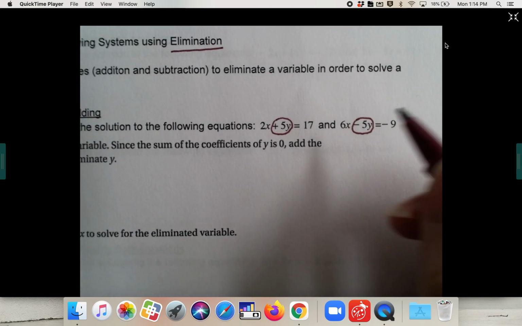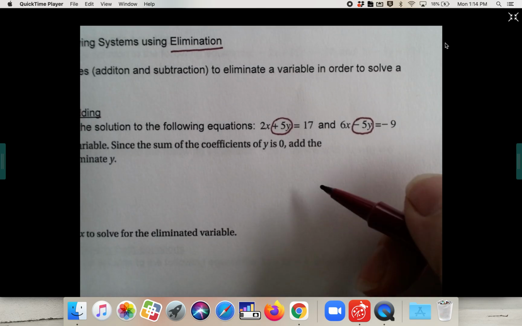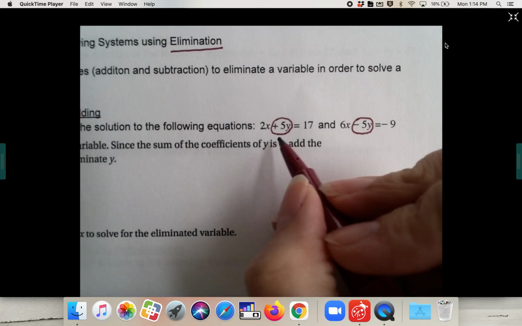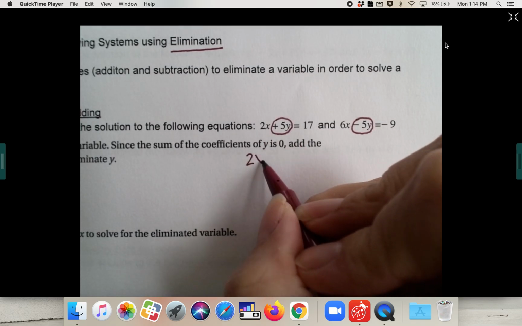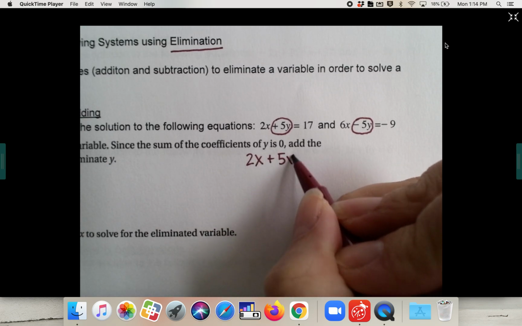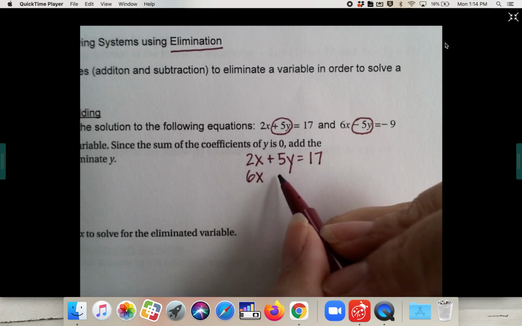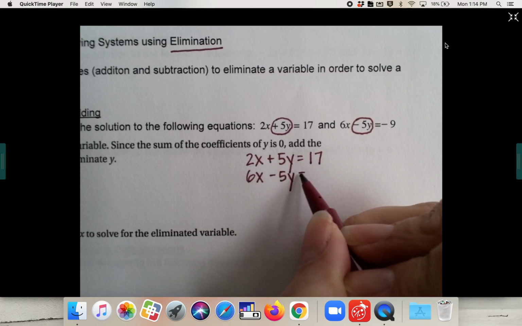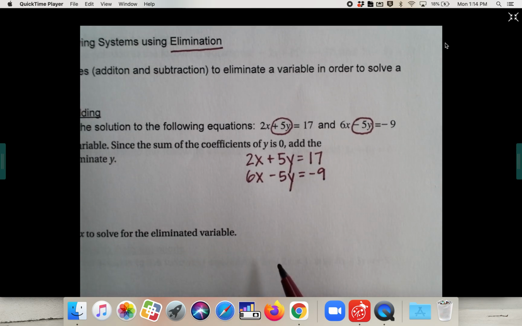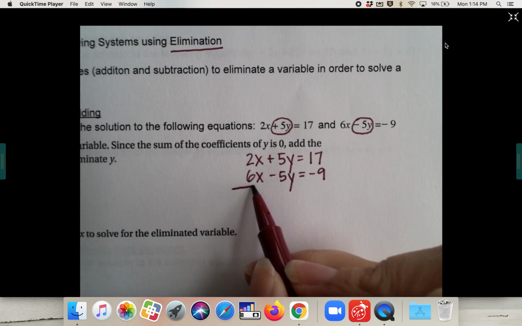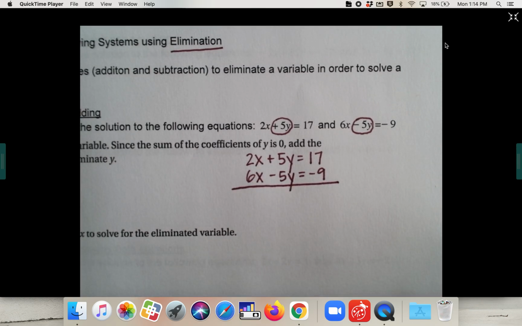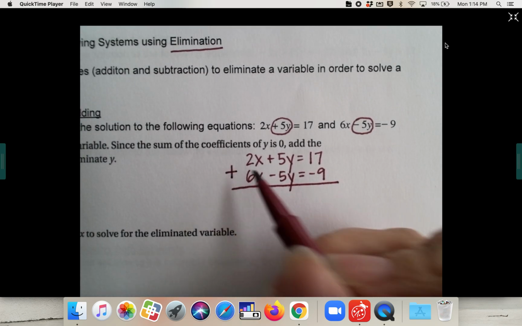So we can set these two equations up just like kindergarten adding. I'm going to set one equation on top, 2x plus 5y equals 17, and the other one right below it, 6x minus 5y equals negative 9. And just like back in first grade, you would draw a line like you're doing 1 plus 1 equals 2, and draw a big plus sign off to the side.